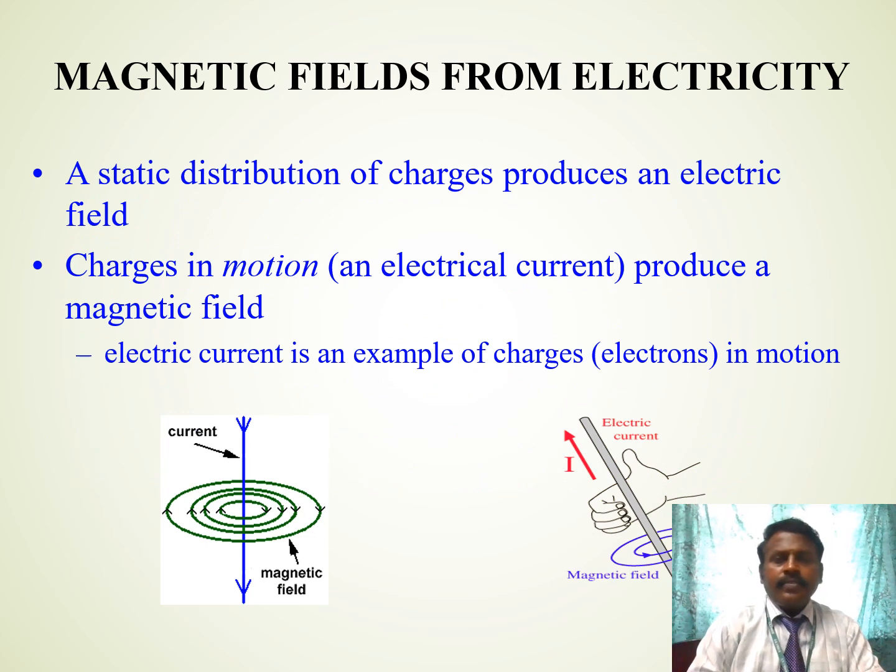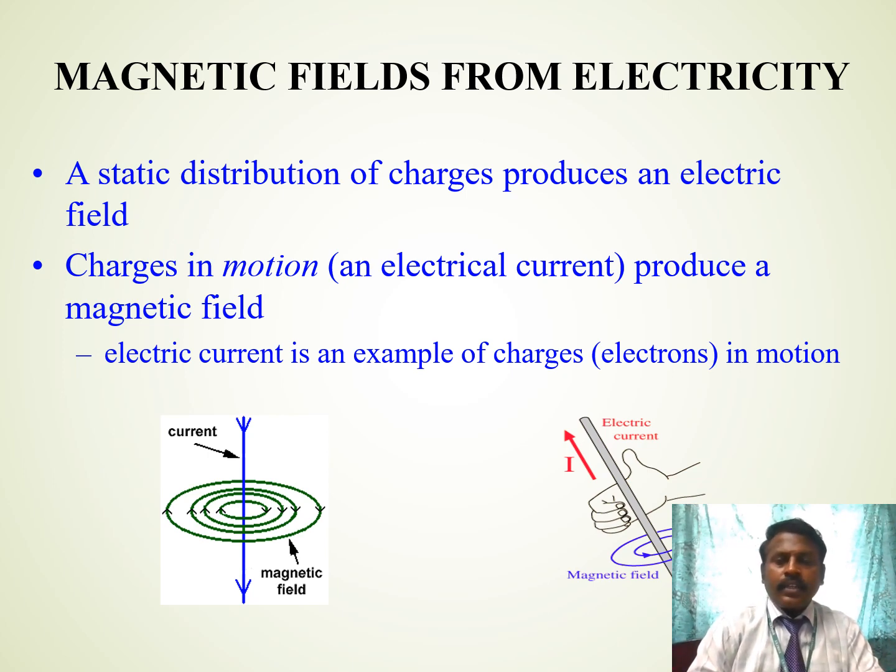A static distribution of charges produces an electric field. Charges in movement produce an electric current, which produces a magnetic field. Electric current is an example of charges in movement, or we can say it is electrons. Look at the diagram: the magnetic field rotates, and the current is perpendicular to that rotation.